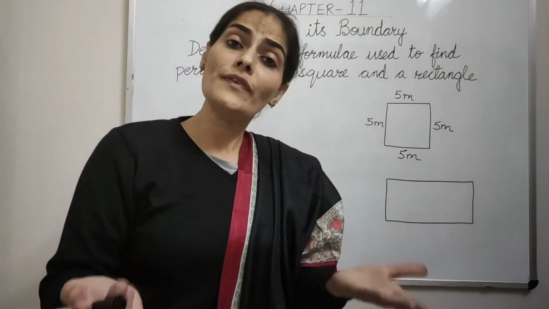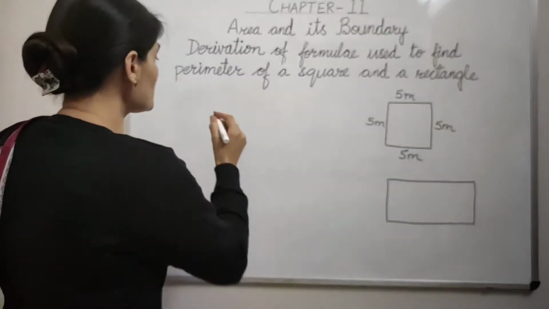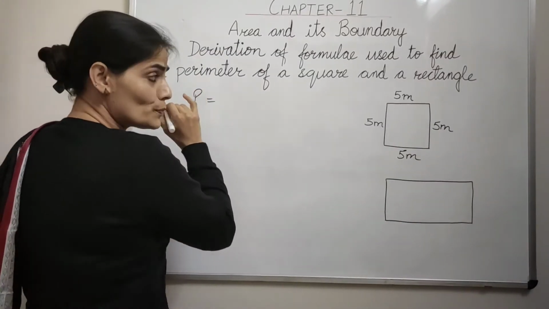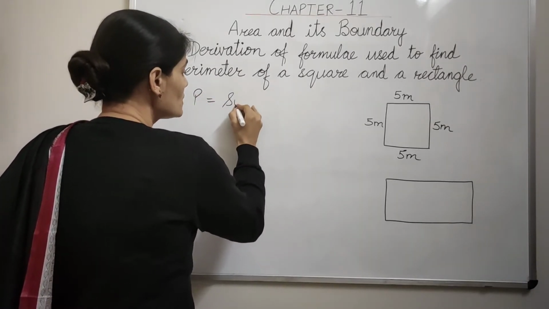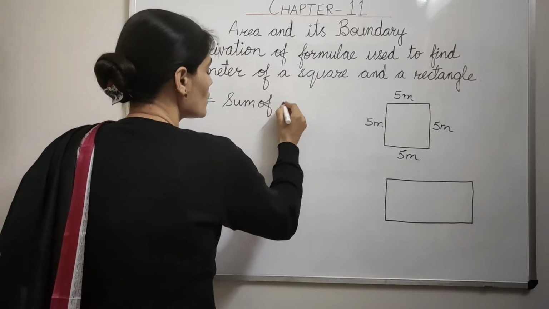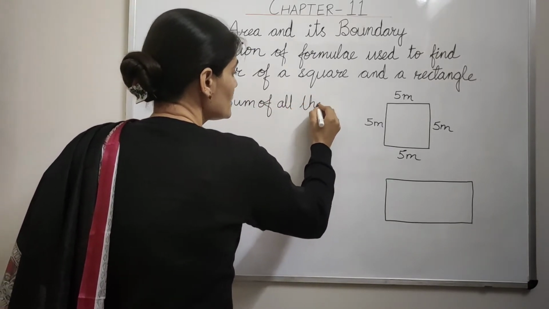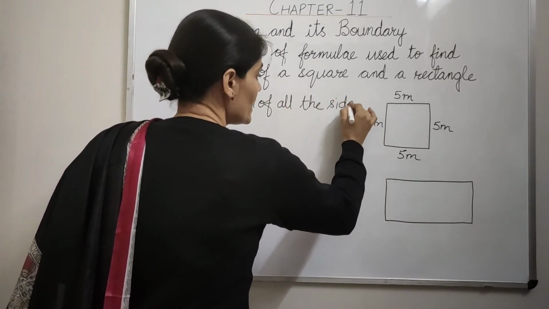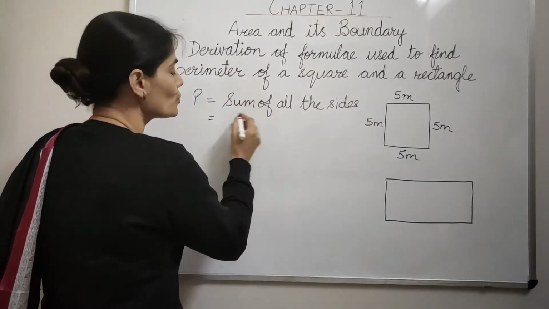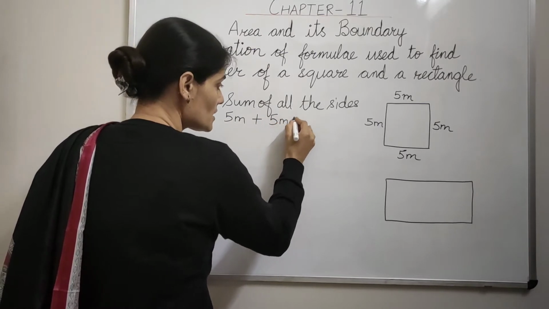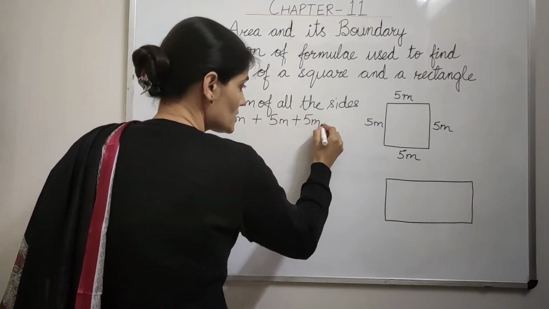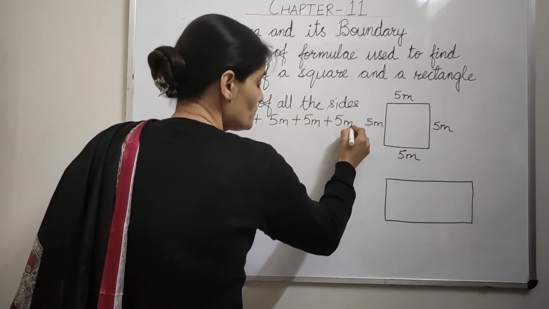So how do we find the perimeter of a shape? I told you previously that perimeter of a shape is equal to sum of all the sides. Isn't it? So what would you do? You'll write 5 meters plus 5 meters plus 5 meters plus 5 meters.